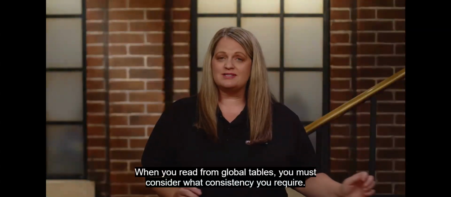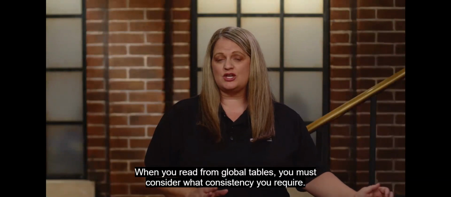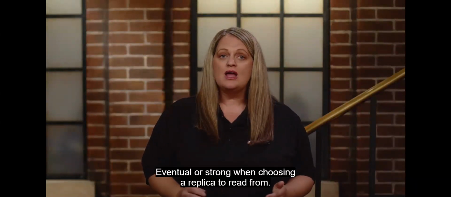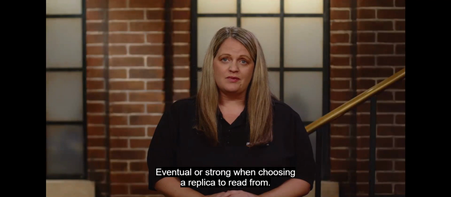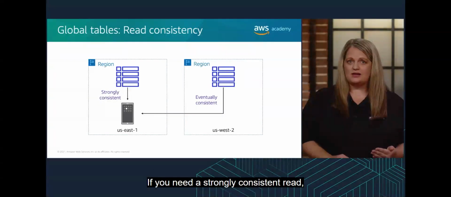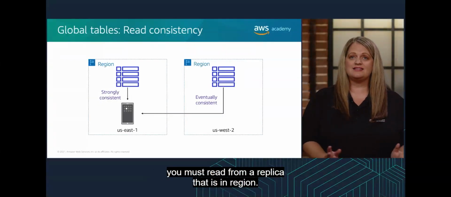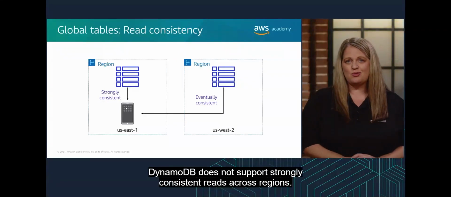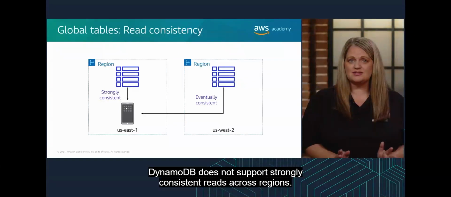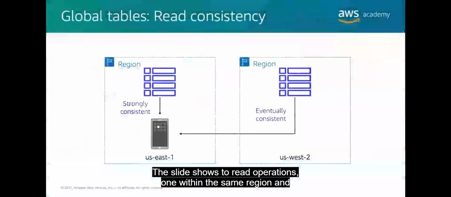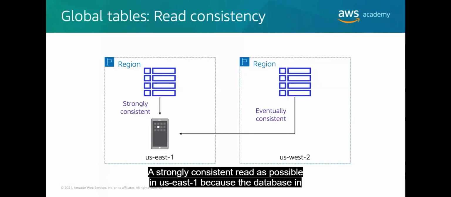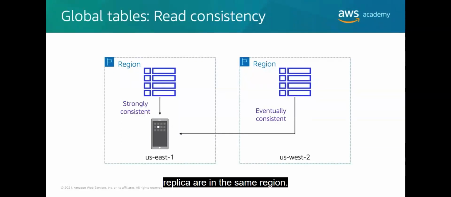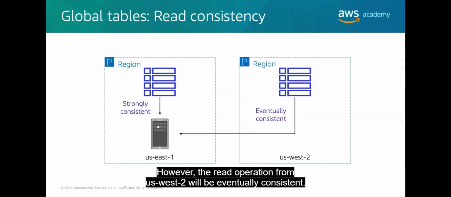When you read from global tables, you must consider what consistency you require, eventual or strong, when choosing a replica to read from. If you need a strongly consistent read, you must read from a replica that is in region. DynamoDB does not support strongly consistent reads across regions. The slide shows two read operations, one within the same region and the other across regions. A strongly consistent read is possible in US East 1 because the database and replica are in the same region. However, the read operation from US West 2 will be eventually consistent.